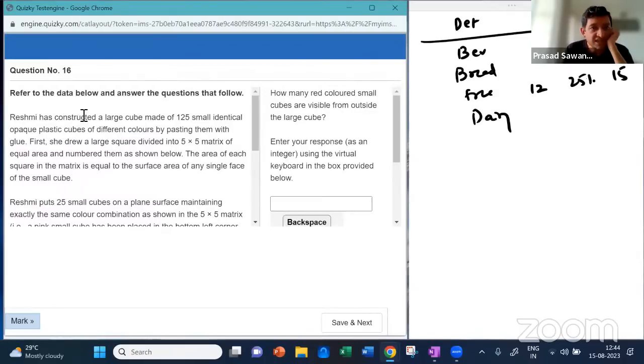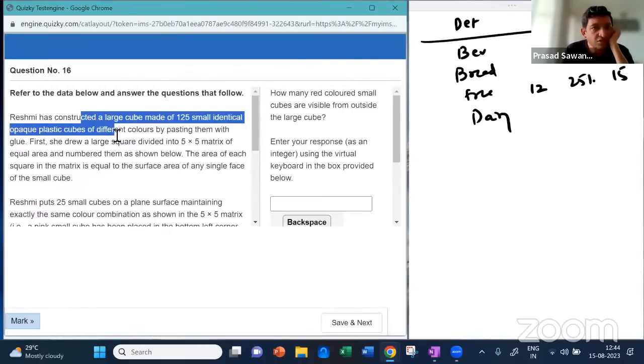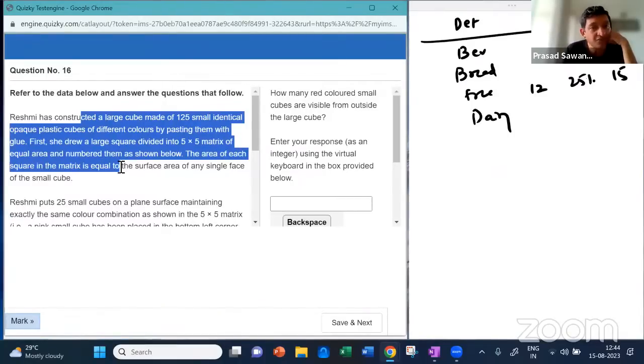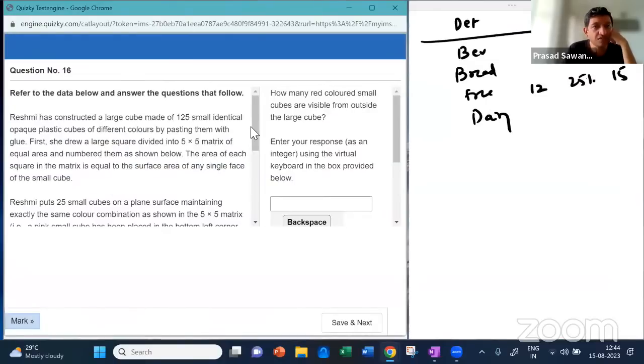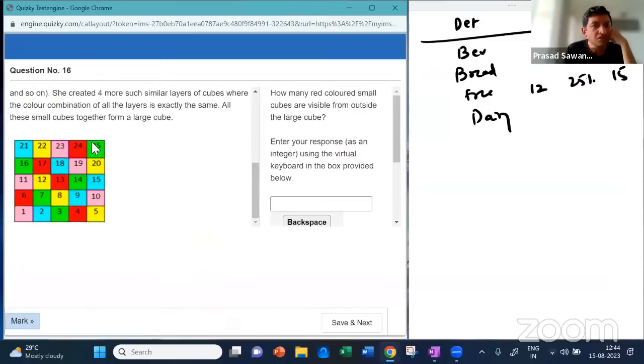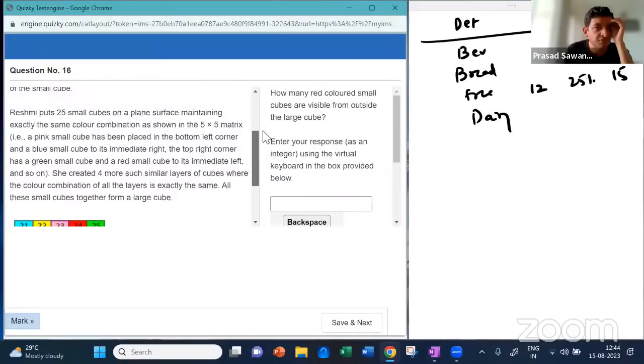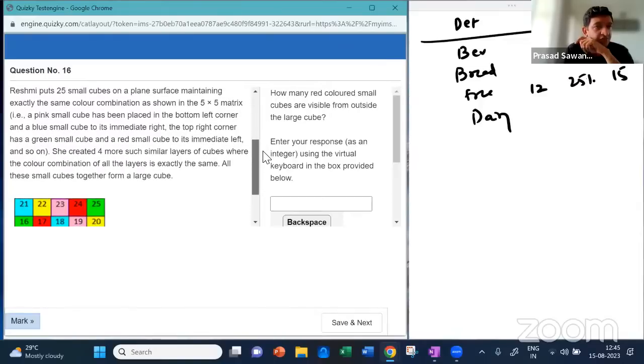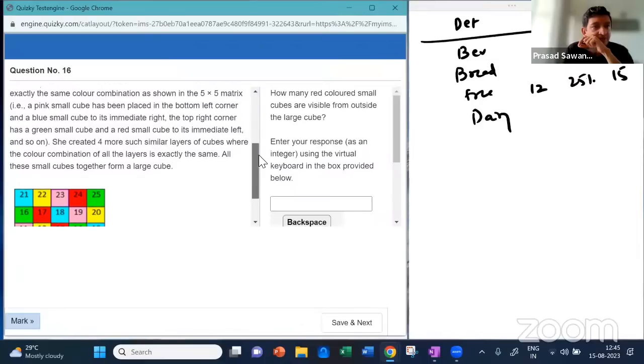ठीक है. Constructed a large cube made of 125 small identical opaque plastic cubes of different colors by pasting them with glue. First, she drew a large square divided into 5 by 5 matrix of each area. Okay, so this is a 5 by 5 square. 1 2 3 4 5 6 7 8 9 10. Okay, the numbers have been written left to right. The area of each square in the matrix is equal to the surface area. Okay, 25 cubes on a plane surface maintaining exactly the same color combination as shown in the 5 by 5.